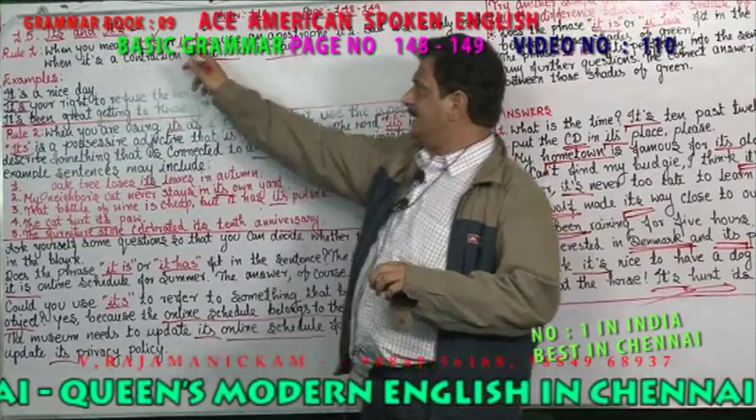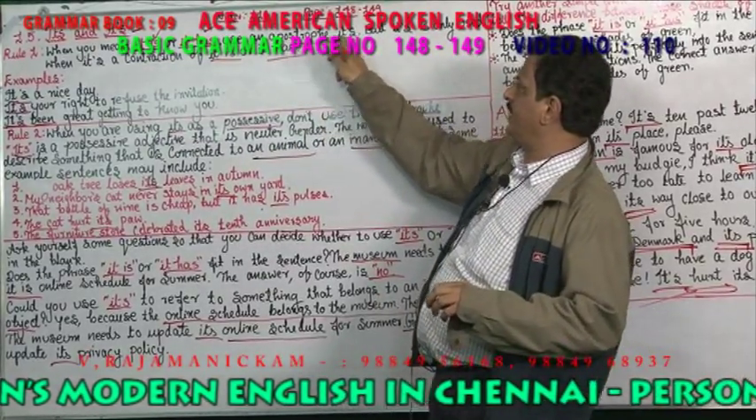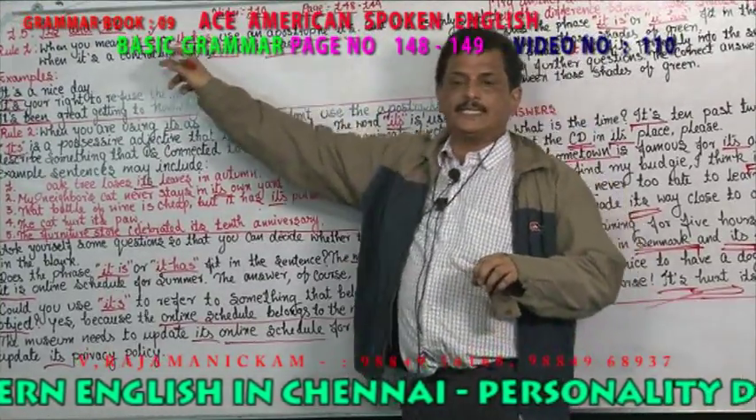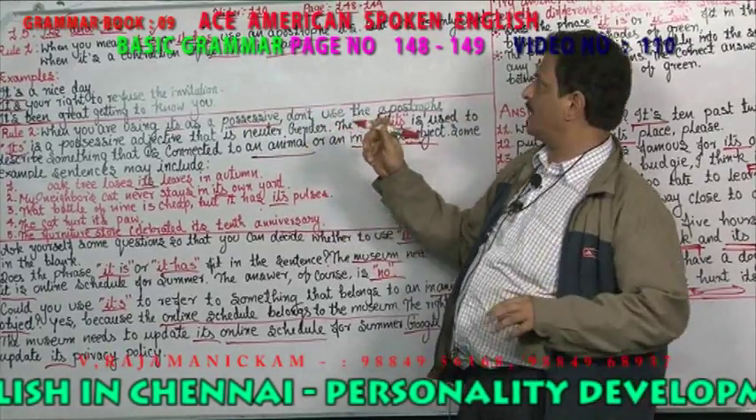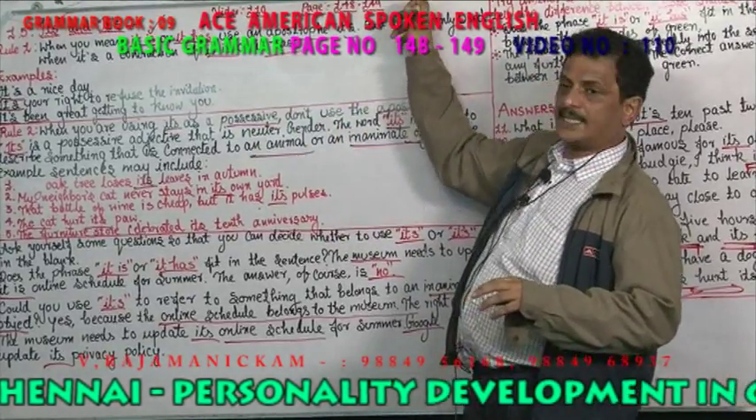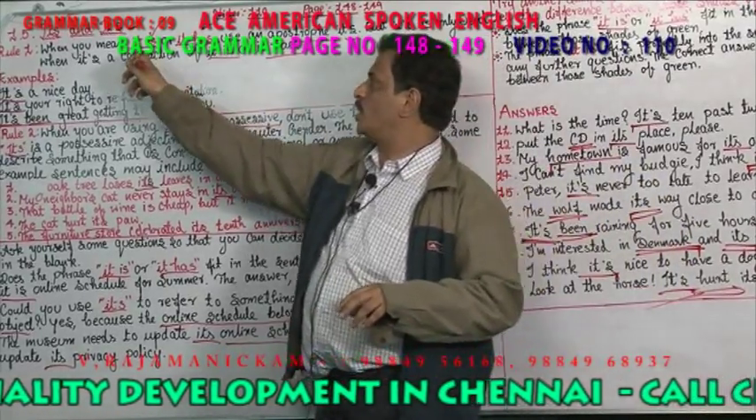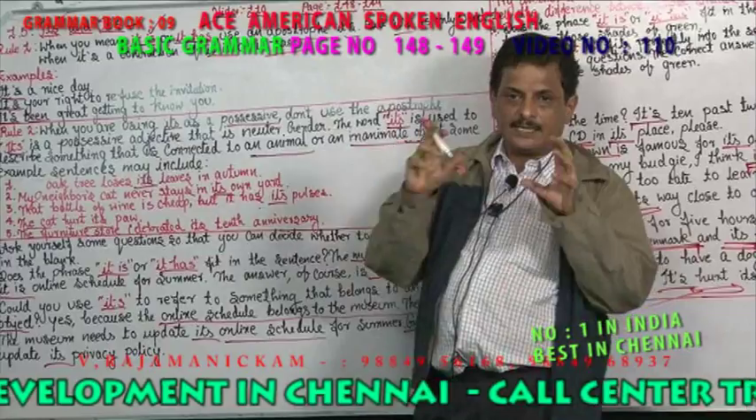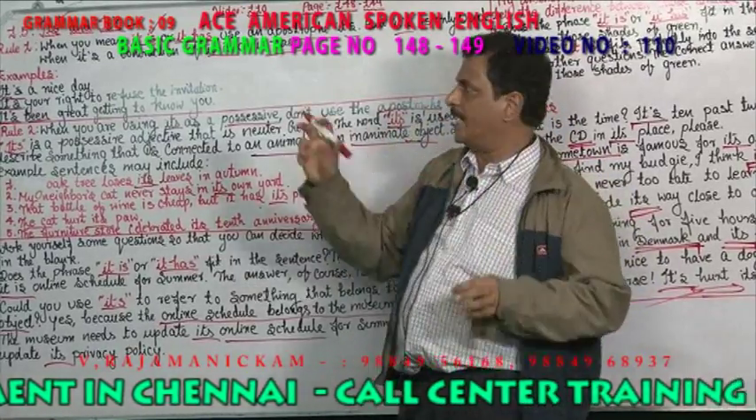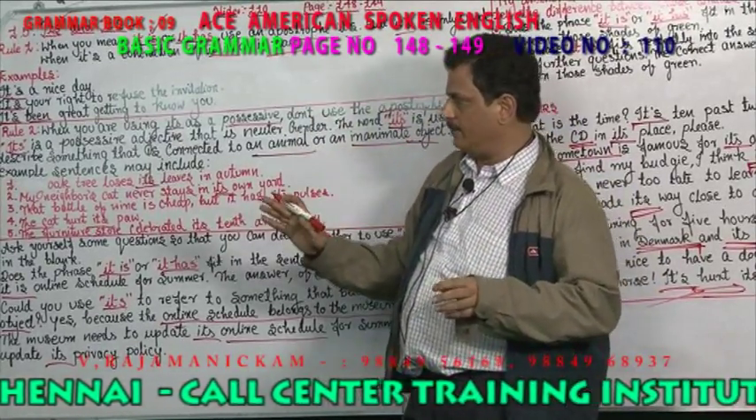So when you mean "it is" or "it has", use an apostrophe. But when you use the apostrophe s, it is only used when it is a contraction of "it is" or "it has". Hope you are able to get it.